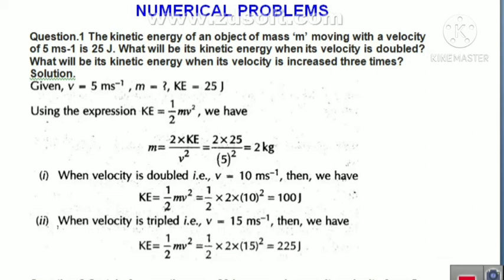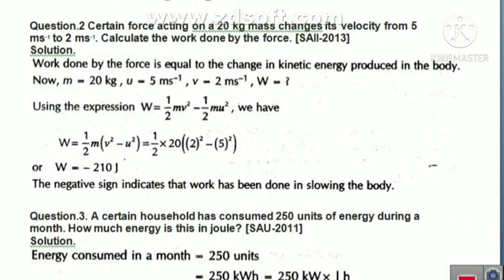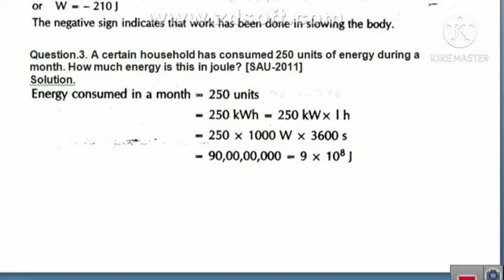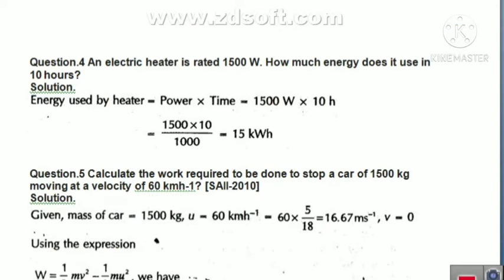Now see question 1. Now we will go for second example. Now see this second example. An electric heater is rated 1500 watt. How much energy does it use in 10 hours? You can see here the solution. Energy used by the heater.